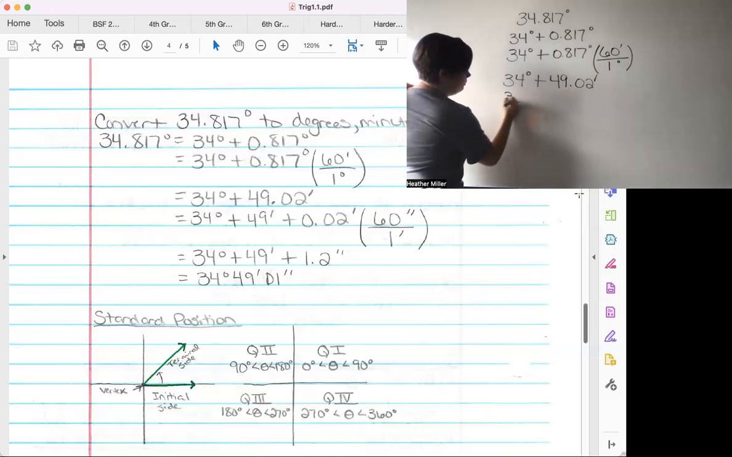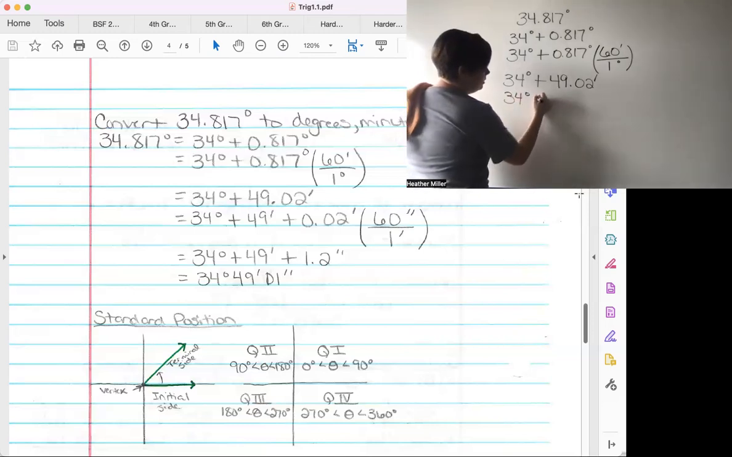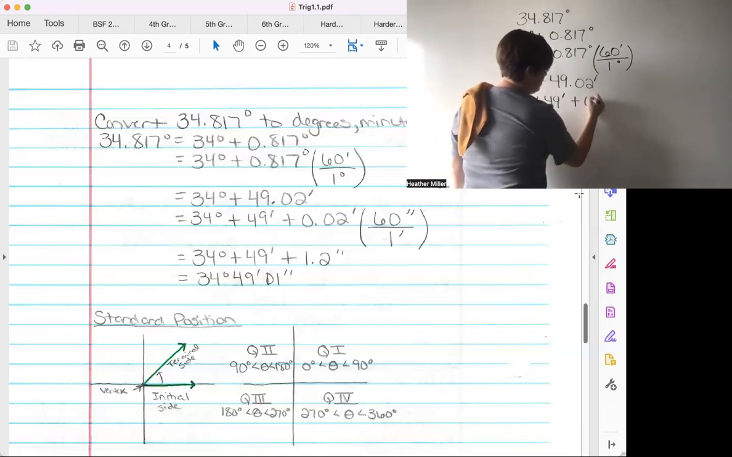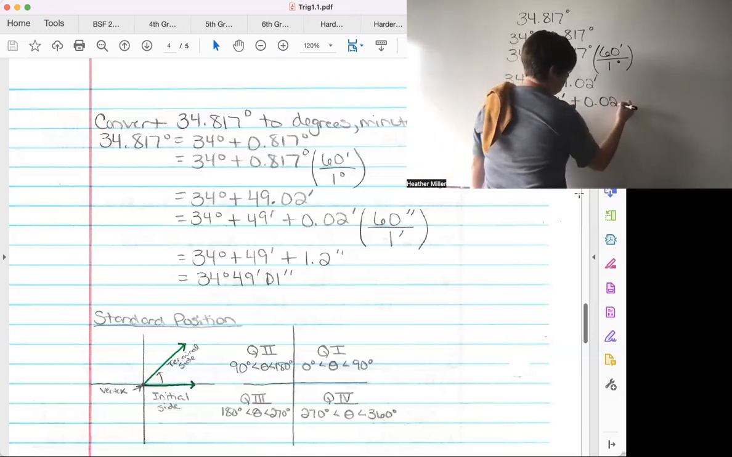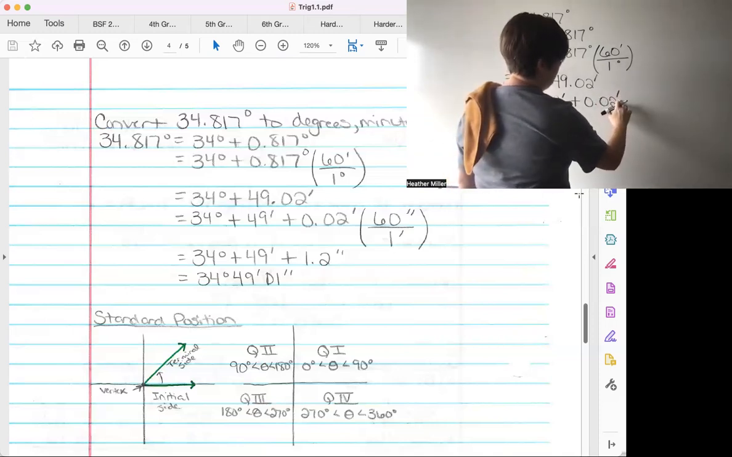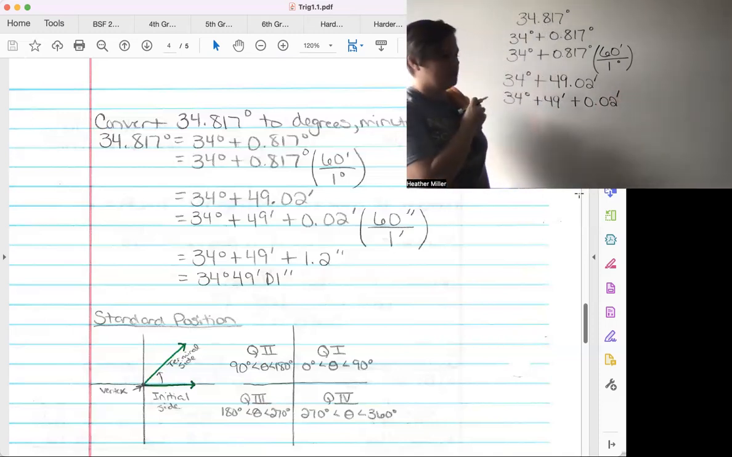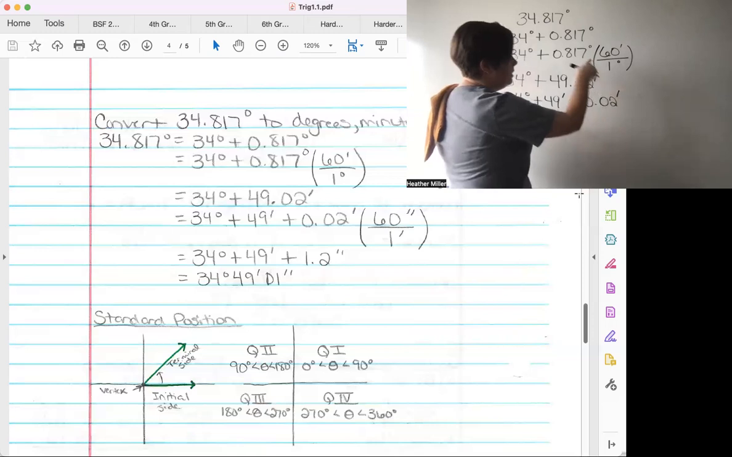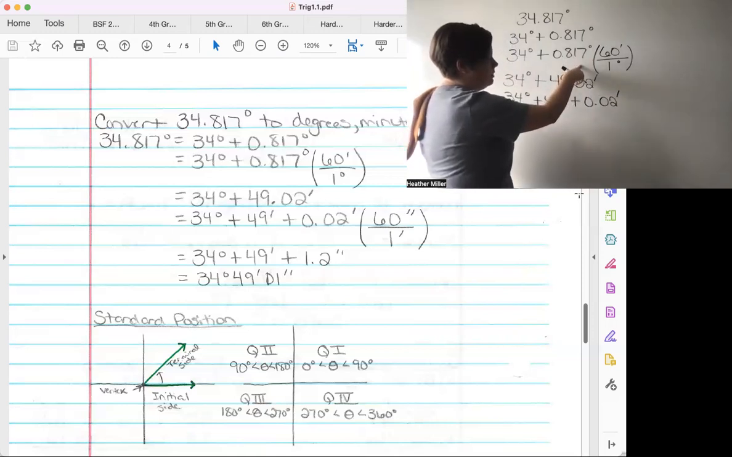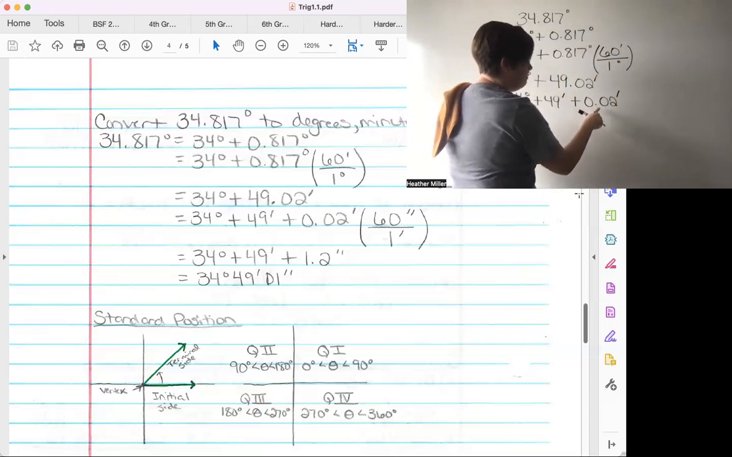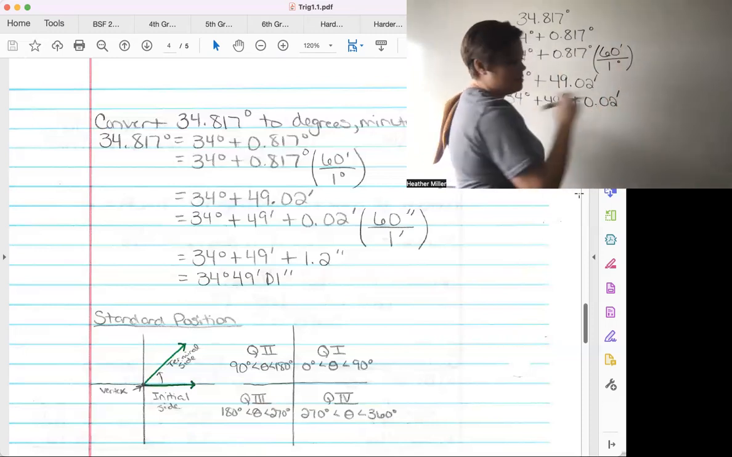So we have 34 degrees plus 49 minutes plus 0.02 minutes. That's still minutes. We've got to convert it into seconds. So we have 0.02 minutes. And just like we did here, by converting our degree into minutes, we needed to convert our minutes into seconds.